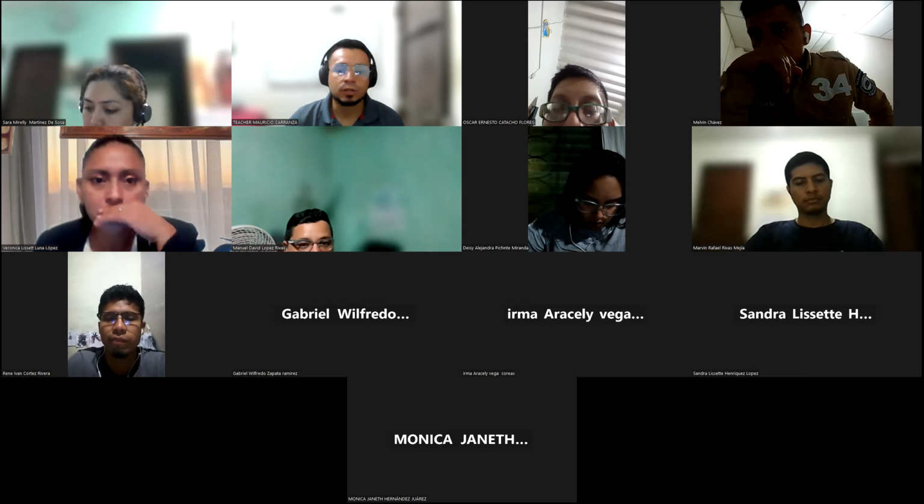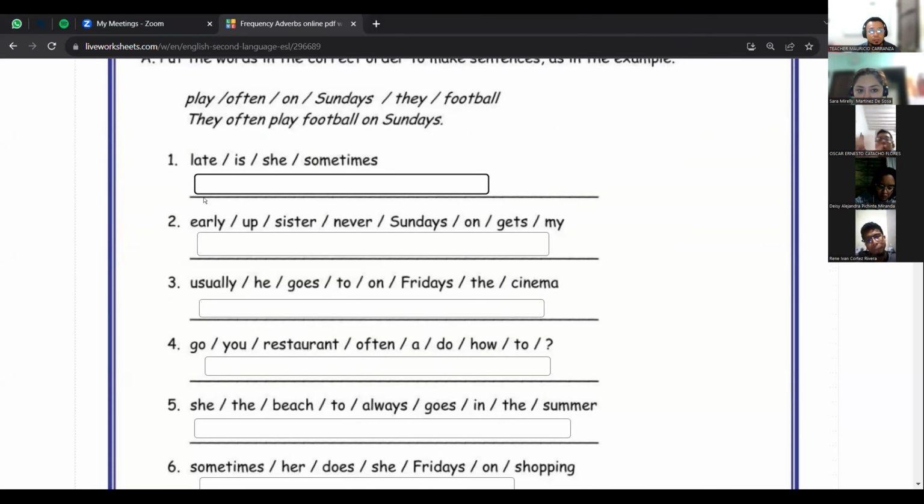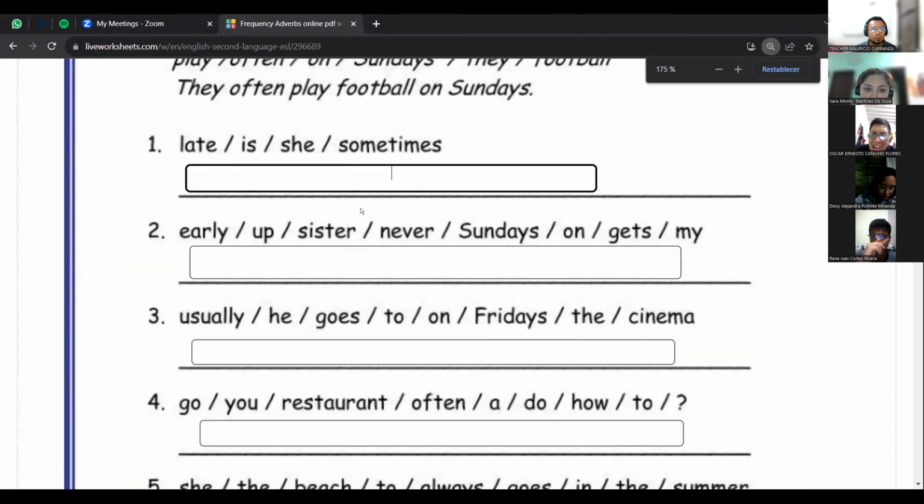You have two options. You can do it individually or you can share the screen and do it in groups, right? I will take you to the breakout rooms to do so. So in the first activity, you have to order the sentence. So what is the correct order in number one? I will help you with that one.